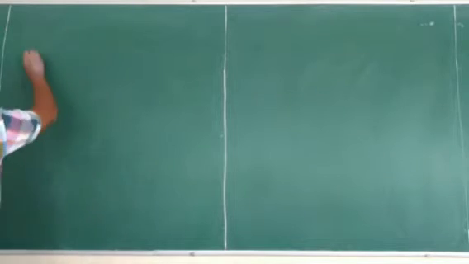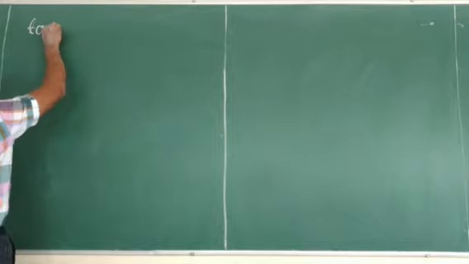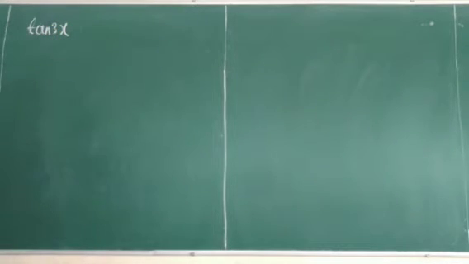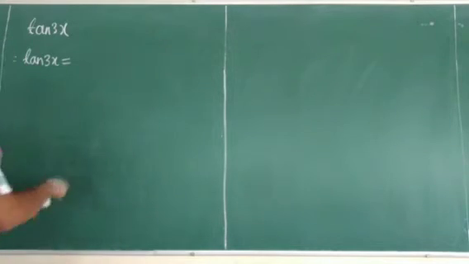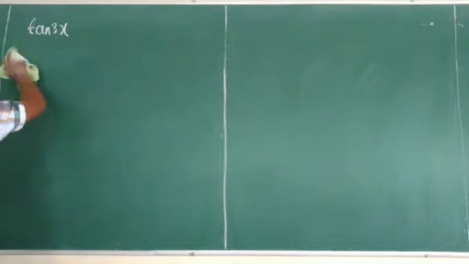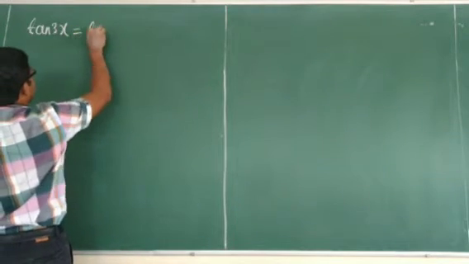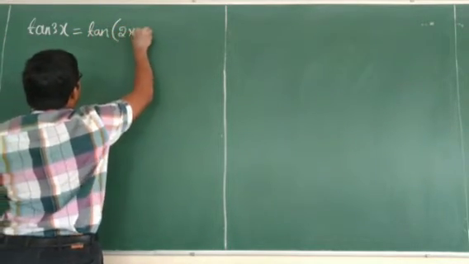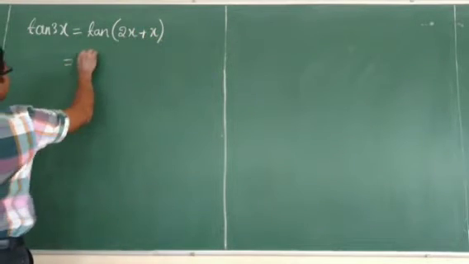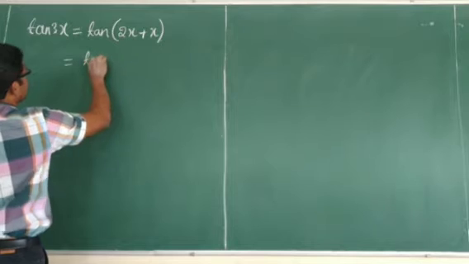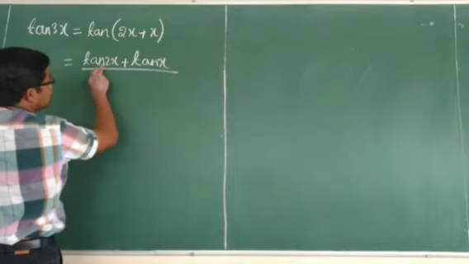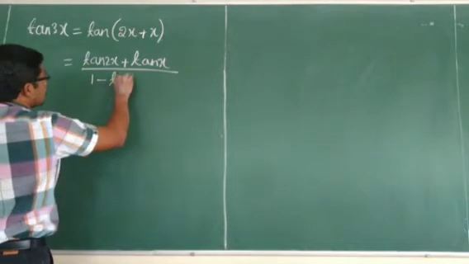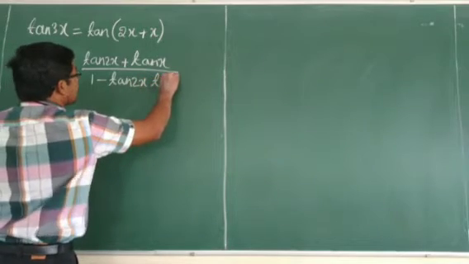Now take another derivation, tan 3x. So we prove this. Tan 3x can be written as tan of 2x plus x, that is equal to tan of x plus y, so that is tan x plus tan y by 1 minus tan x into tan y.